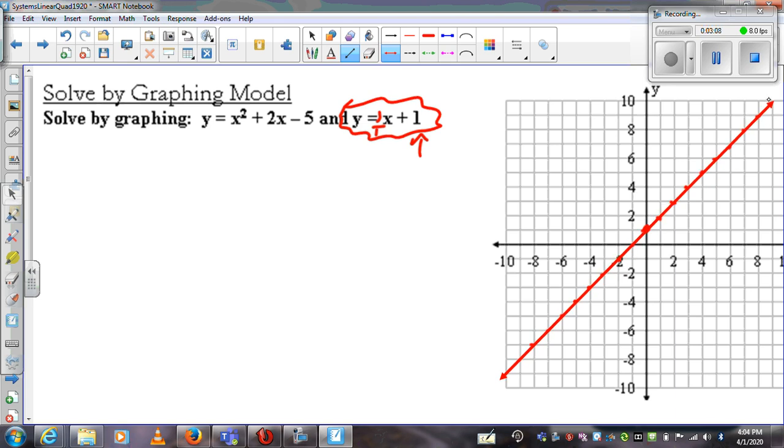Now we're going to put more than one graph on here, and hopefully you remember what I've told you in the past. Anytime you're going to put more than one graph on a coordinate grid, you're going to have to label it. So I'm going to label it. Now let's do the harder one here. Let's do the quadratic.